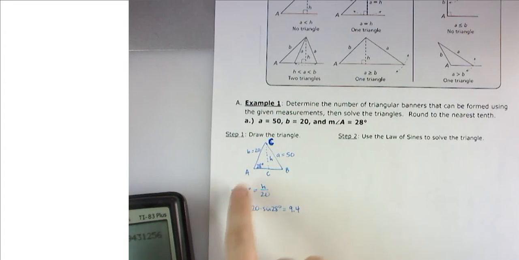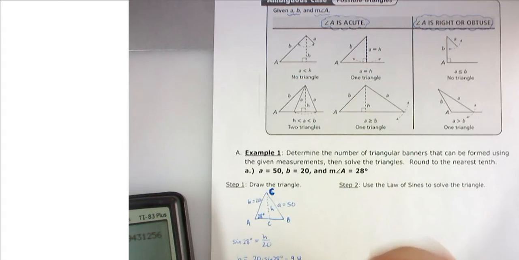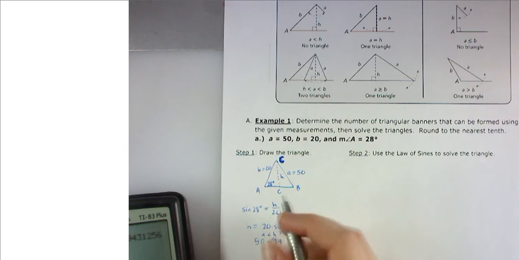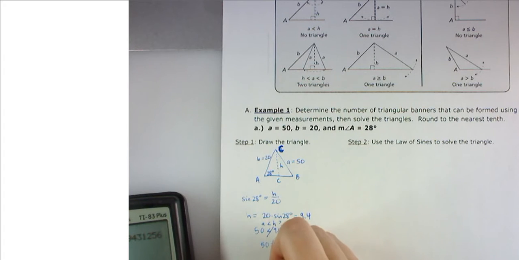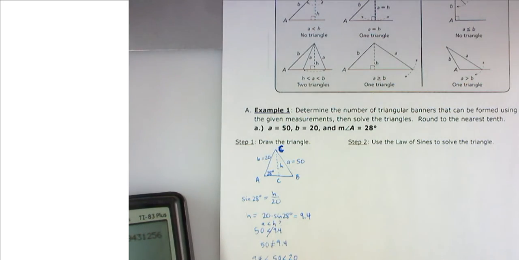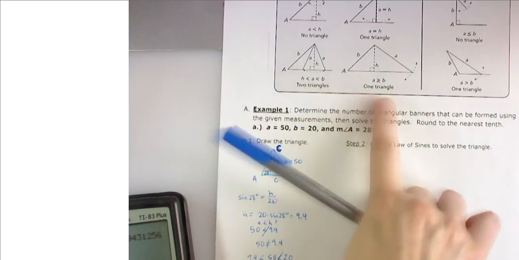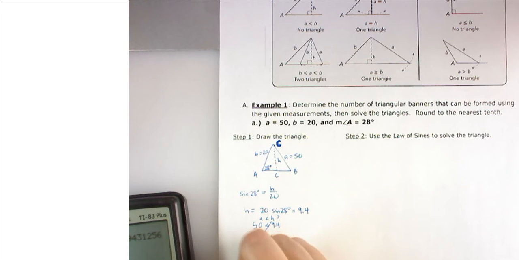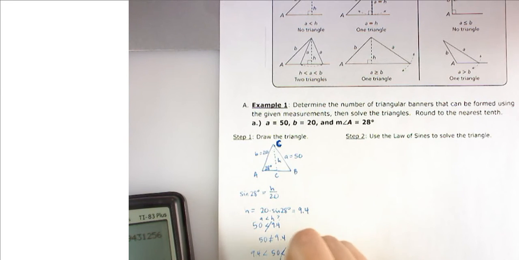So is 50 less than the height? No. So it doesn't fit this case. Okay, and here I'll just write out. Is a less than h? Is 50 less than 9.4? No. Okay, are they equal? No, those are not equal. Is a, 50, less than 20 and greater than 9.4? This part yes, but this part no. And then is a greater than or equal to b? Is 50 greater than or equal to 20? Yes. So that means that there is one triangle.